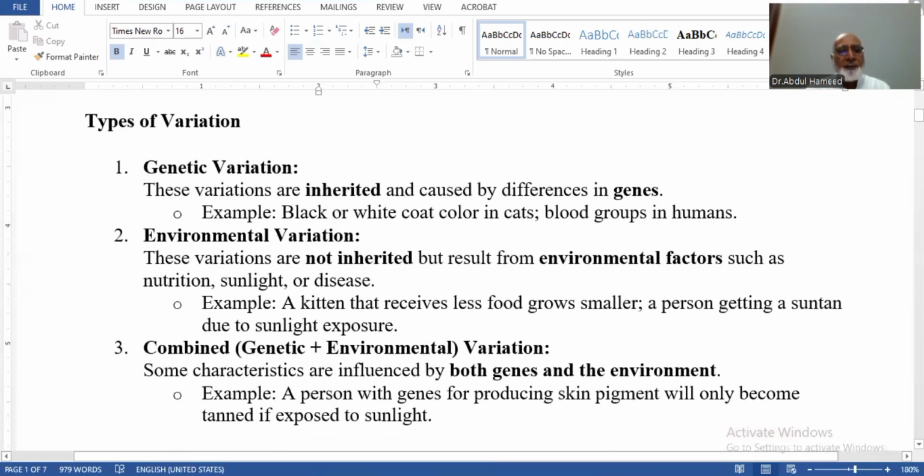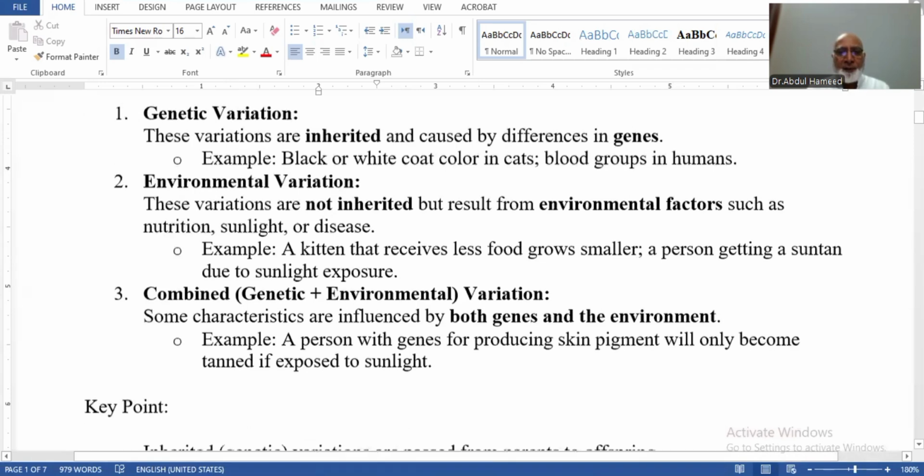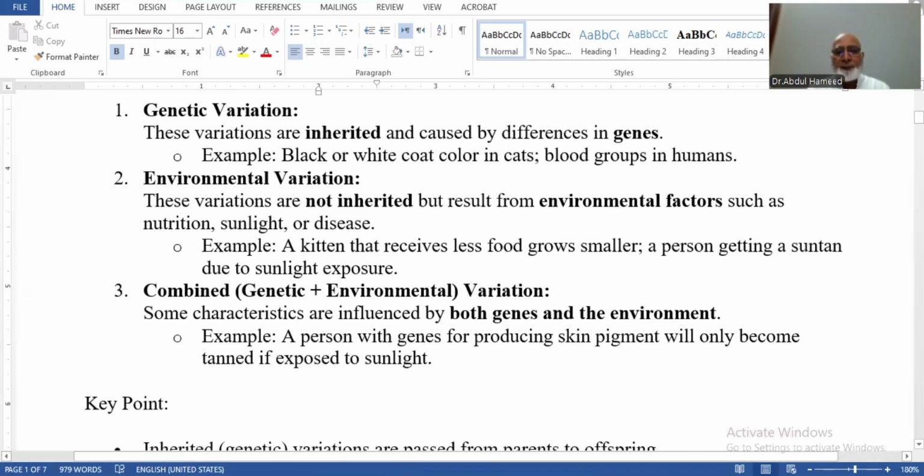So then comes the combined variations. It means that genetics and environmental factors play a role simultaneously in the outcome of these variations. Some characteristics are influenced by both genes and the environment. For example, a person with genes for producing skin pigment will only become tanned if exposed to sunlight.